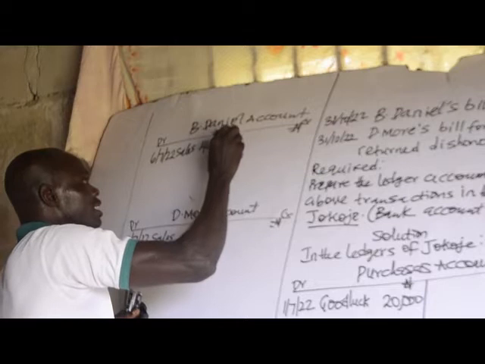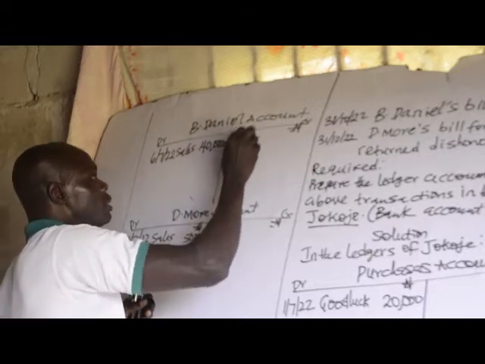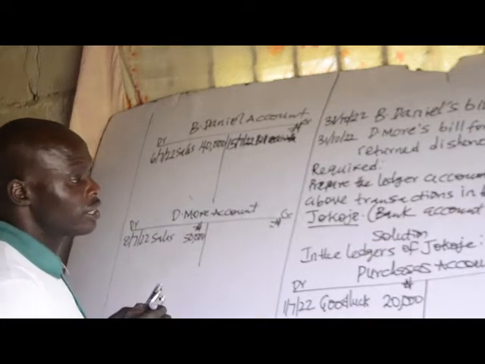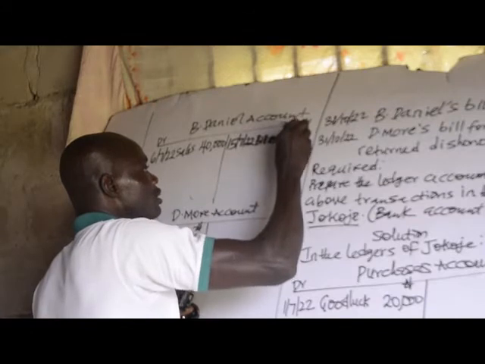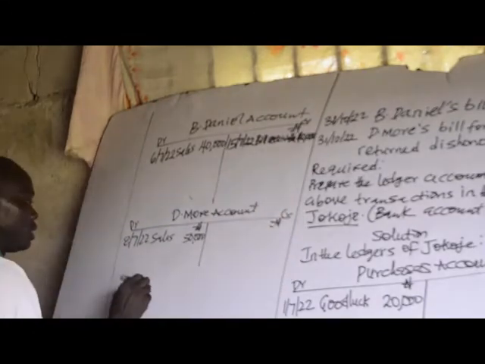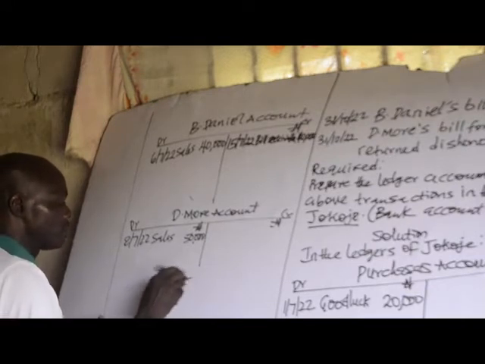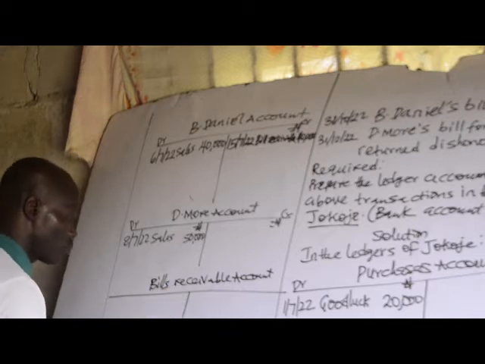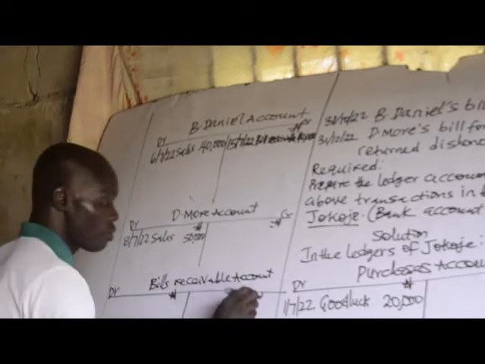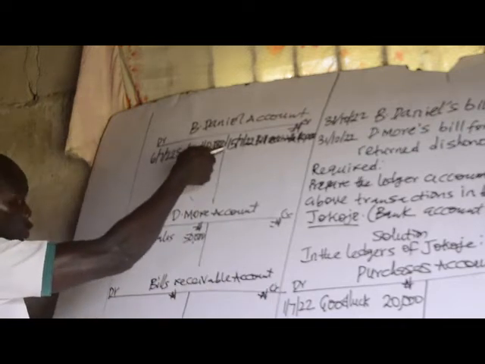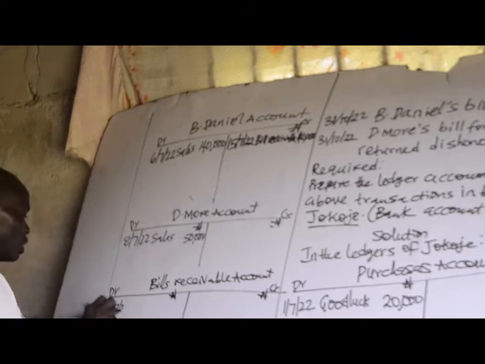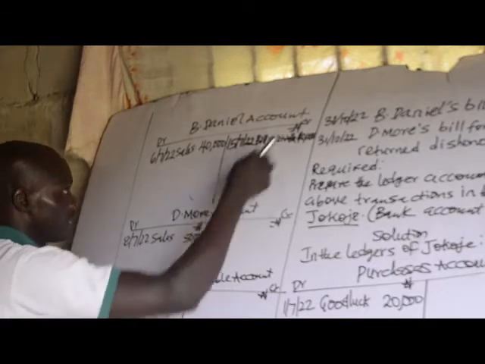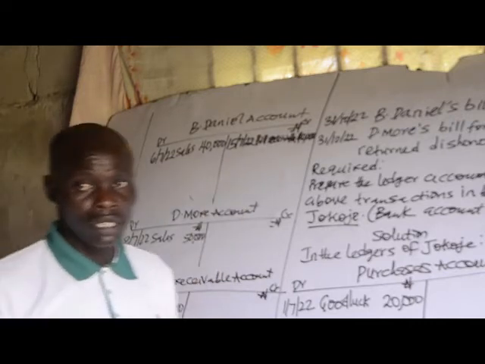So we credit B. Daniel. We now debit bills receivable. The amount involved is 40,000 naira. So we now debit bills receivable account. Having credited B. Daniel account, you will debit bills receivable. 15th of July 2022, we have B. Daniel, 40,000 naira. For every debit entry, there must be a corresponding credit entry.